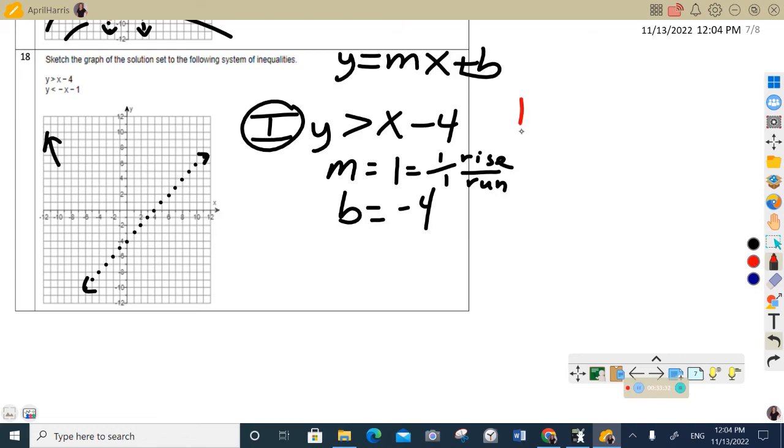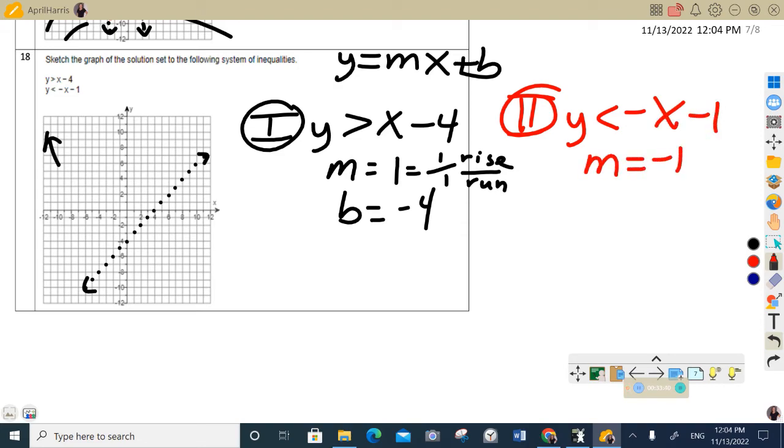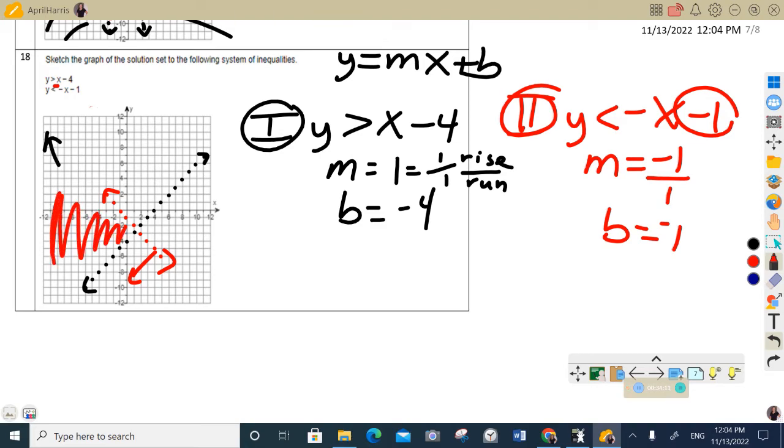My second inequality was y is less than negative x minus 1. So this time the slope is negative 1 or negative 1 over 1, and the y-intercept is also negative 1. So I'm going to plot the y-intercept first, negative 1, and I'm going to go down 1 and run 1. So down 1, right 1, down 1, right 1. And that's another dotted line because there's no equal to on that. And we're supposed to shade less than this one, which would be below this one. So if you're shading above the first one and less than the second one, that's going to be the area over here in between the two lines.